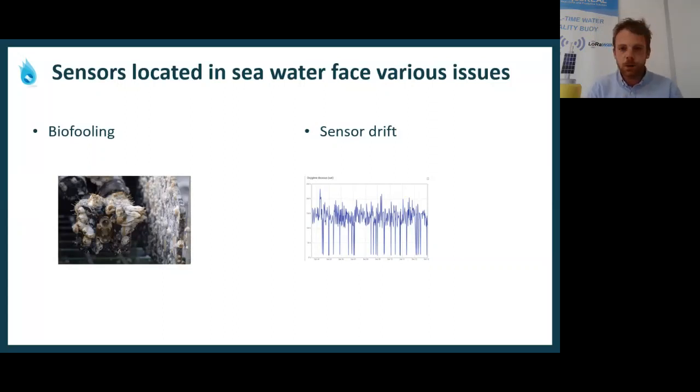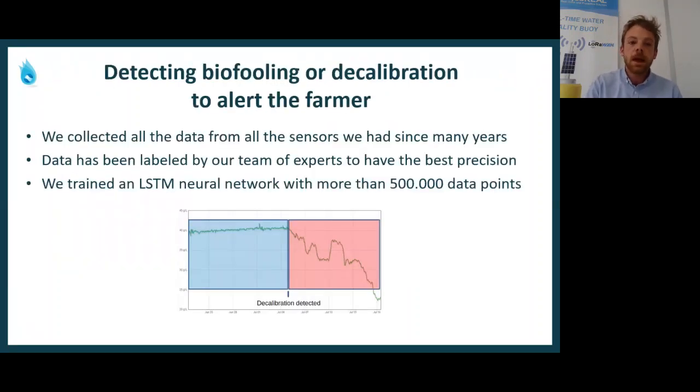Every sensor in the world, because it's not in a controlled environment, is going to drift, and after 2 or 3 months, provide false data. We will see a slow decrease in the data, and it will lead to non-accurate monitoring. So what we decided to do at BiOceanOr is to build a model which will be able to detect an anomaly in the measurement. How did we do so?